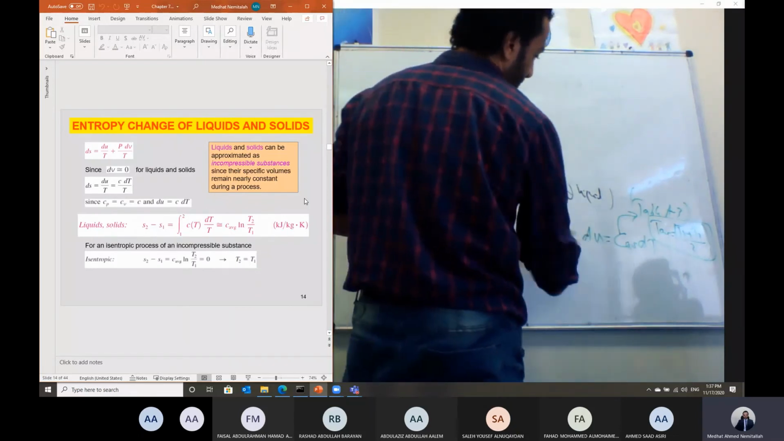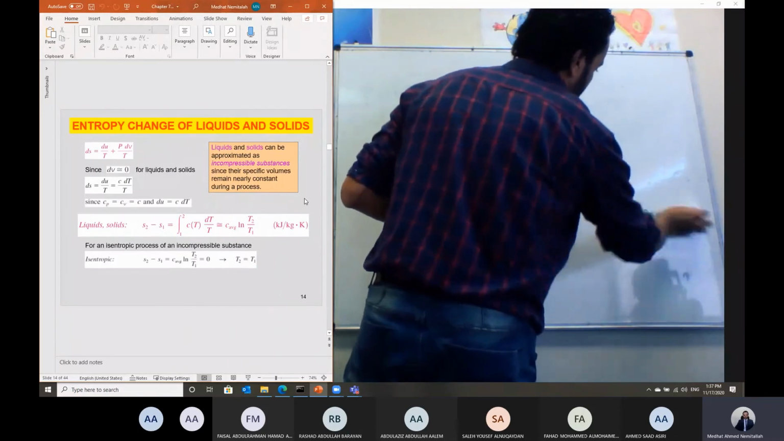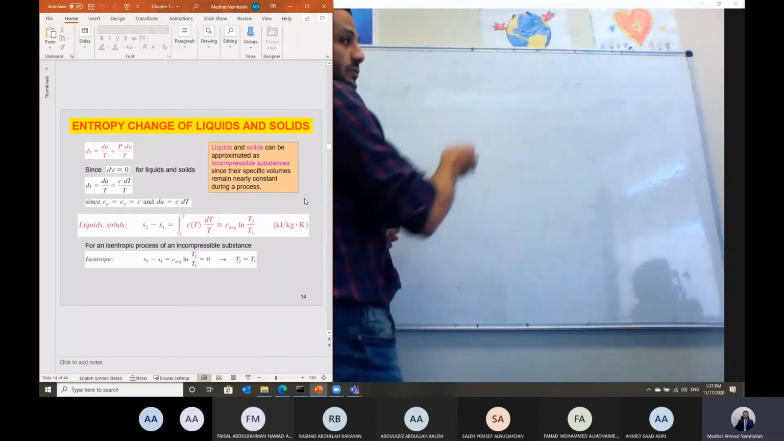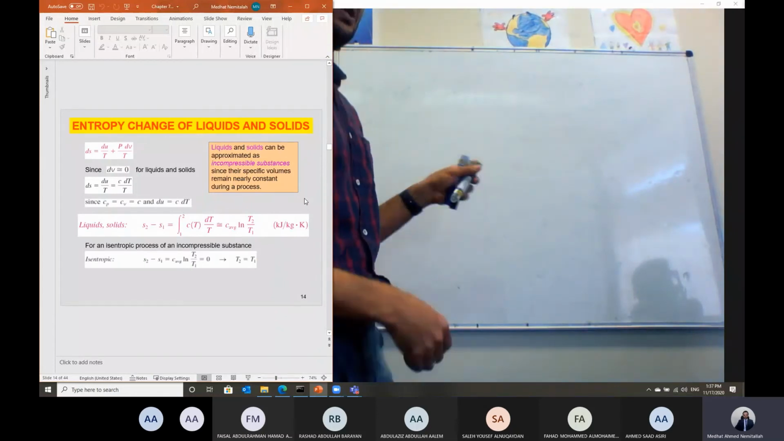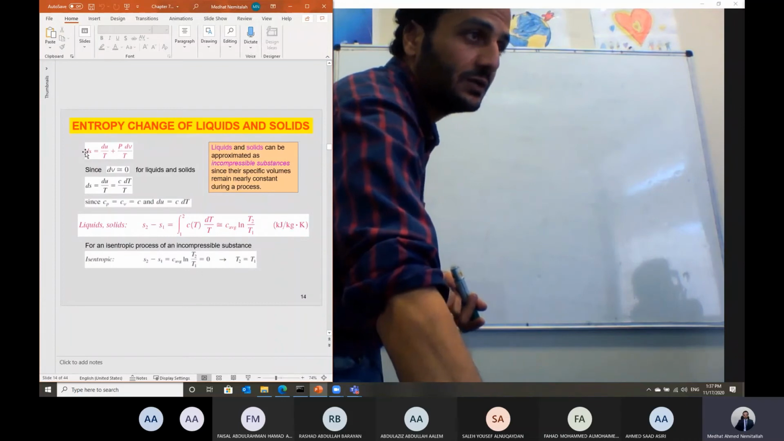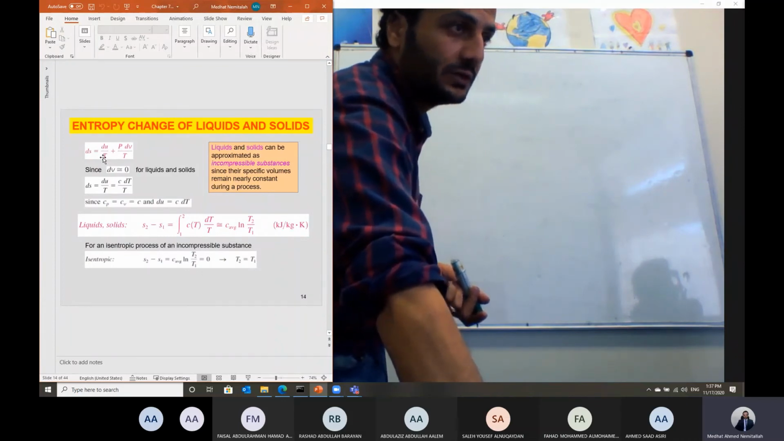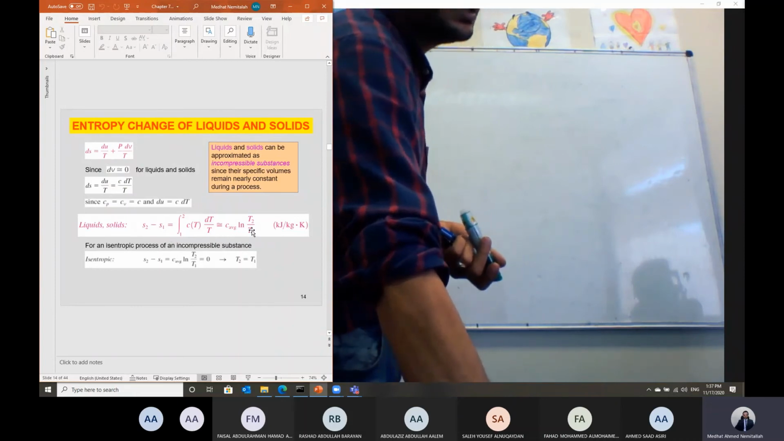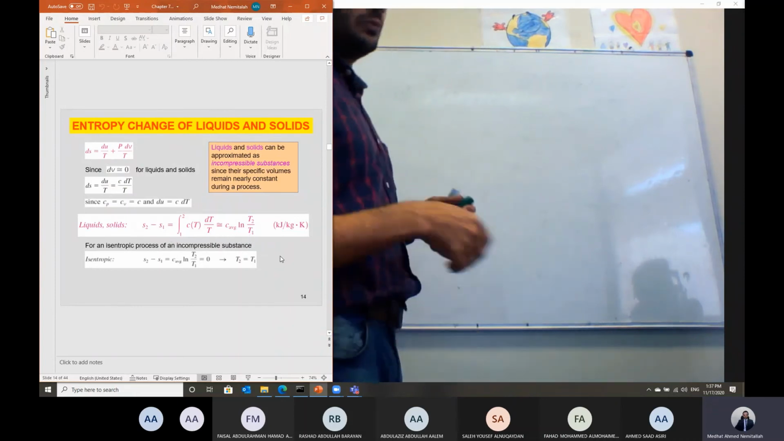So just for the T dS relation, as we have seen, for the case of an incompressible substance, we just used the relation that for incompressible the volume is constant. So we said delta V is equal to 0. This term is 0, so delta S will equal delta U over T. And we did the integration. Then we can get delta S, which is C average multiplied by ln T2 over T1.